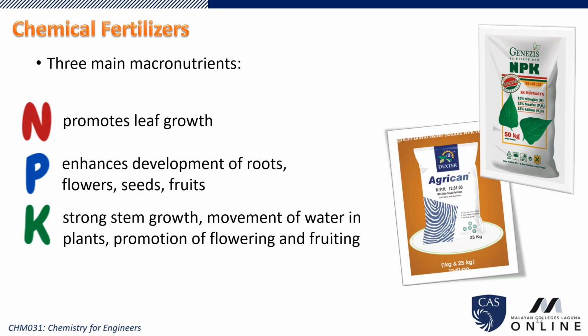There are three main macronutrients present in your fertilizer. We have nitrogen, which promotes leaf growth. We have phosphorus, which enhances development of roots, flowers, seeds, and fruits. And lastly, we have potassium, which supports strong stem growth, movement of water in plants, and promotion of flowering and fruiting.